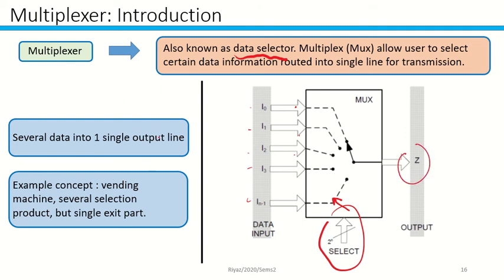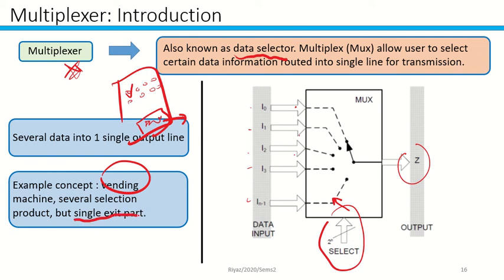This particular multiplexer can be visualized using a vending machine. Let's say you have a vending machine, so you have choices. After you put the money in, let's say you select this one, so you're going to have this particular product. So this is how the multiplexer will work. Don't forget, only one single exit will happen at any particular time.